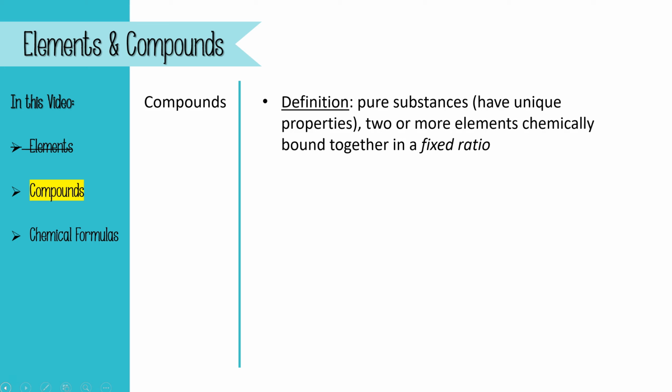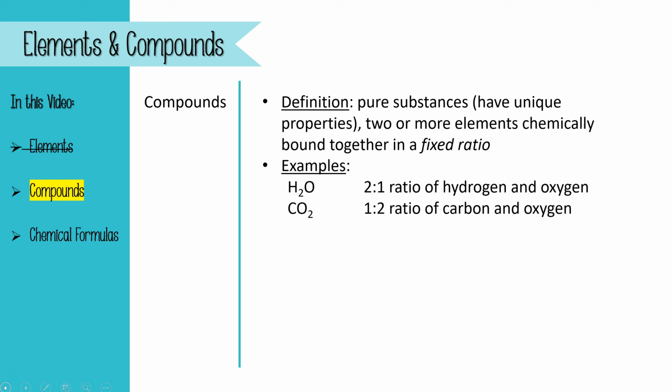Another aspect of compounds is that the elements are combined in a fixed ratio. Let's take a look at why that's important. So one example of a compound is water, two hydrogens and one oxygen that are chemically combined, or a 2-to-1 ratio of hydrogen and oxygen. Carbon dioxide is one carbon and two oxygens, or a 1-to-2 ratio of carbon and oxygen. Carbon dioxide is in the air all around us. It's what we breathe out when we exhale.